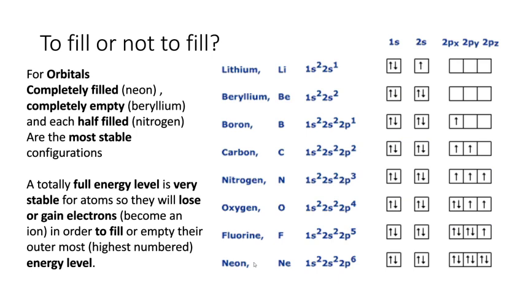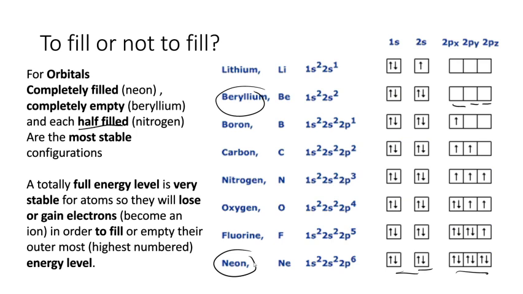Okay, so why I'm showing you this is to talk about whether or not we fill orbitals, because that's going to have a lot to do with how reactive an element is. For orbitals, completely filled, something like neon down here: if you look, every orbital is filled with 2 electrons. And if you remember, any orbital can only hold 2 electrons. Completely empty, like beryllium here, got all these orbitals that are completely empty.